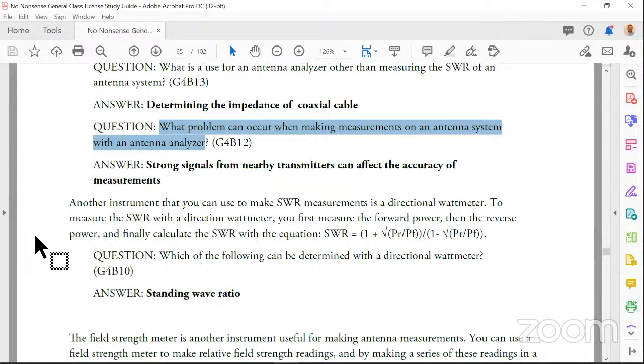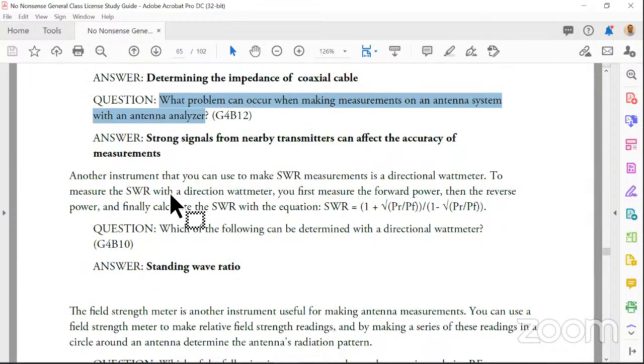Well, because it's a transmitter and a receiver, strong signals from nearby transmitters can affect the accuracy of measurements. So if you have a strong transmitter either at your location or your neighbor or very nearby, that antenna analyzer could pick up that strong transmission and you'll get an incorrect reading. It will probably have too much reflected power, and therefore you find your SWR is high, or some other inaccuracy that you get. So you have to be careful when using antenna analyzers about strong signals that are nearby.